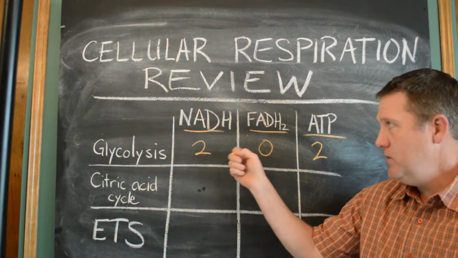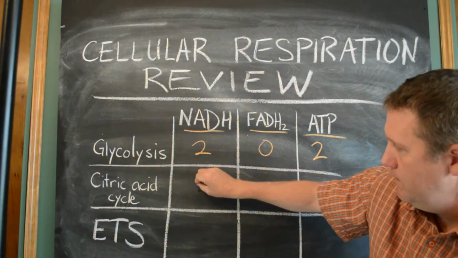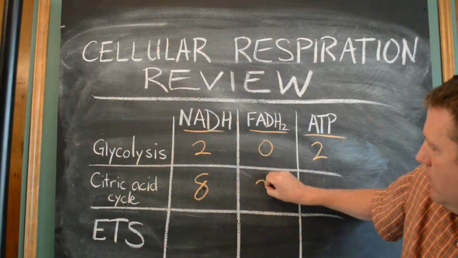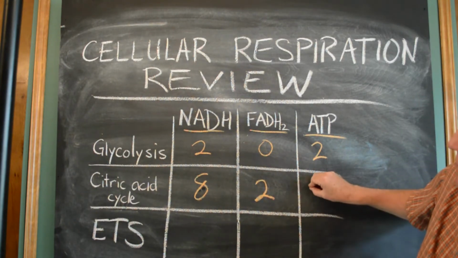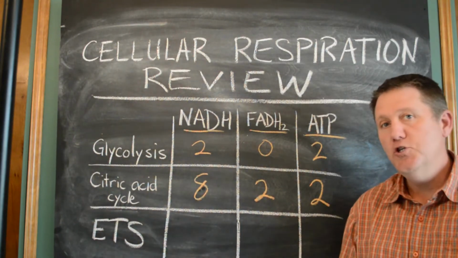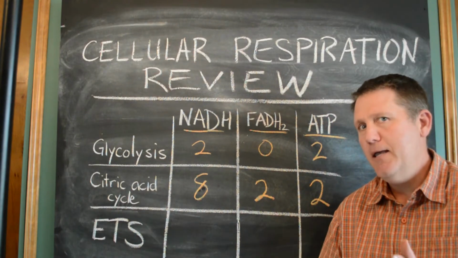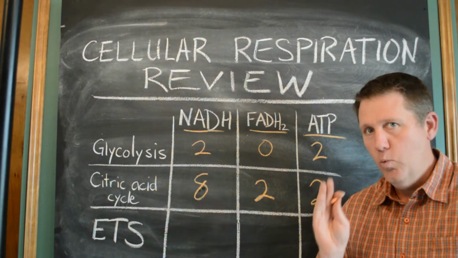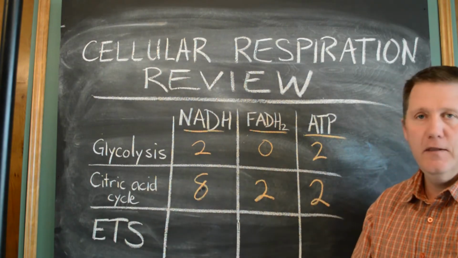Citric acid cycle gave us a lot more of these guys. We got 8 NADH, 2 FADH2, and 2 ATP. My accounting is really just for one glucose molecule. If one glucose went in, what of these came out of it?